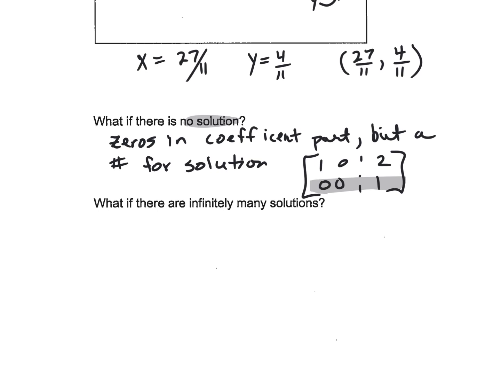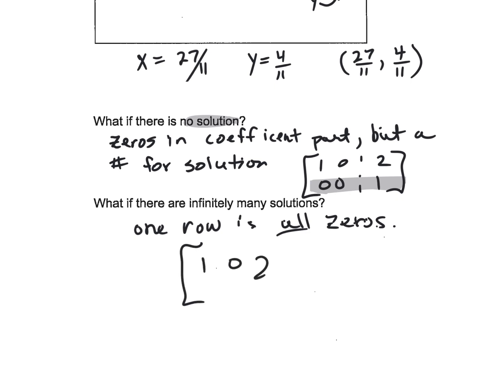Now, what if there's infinitely many solutions? One row is all zeros. Okay? And that would look like this. Oops, hold on. Getting crazy with this.